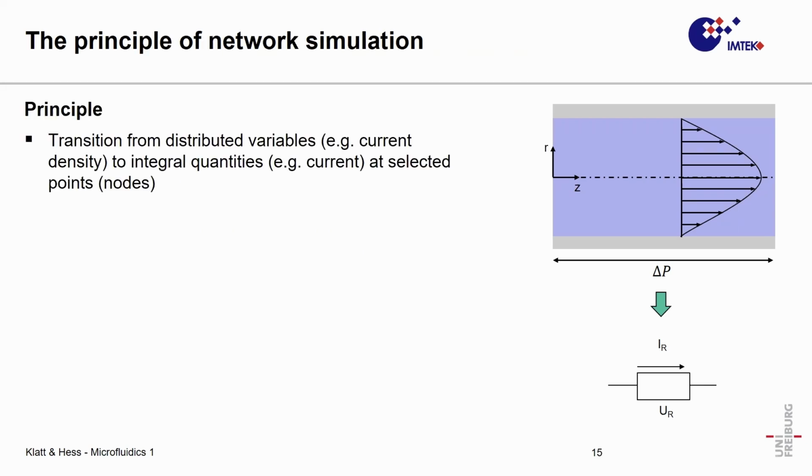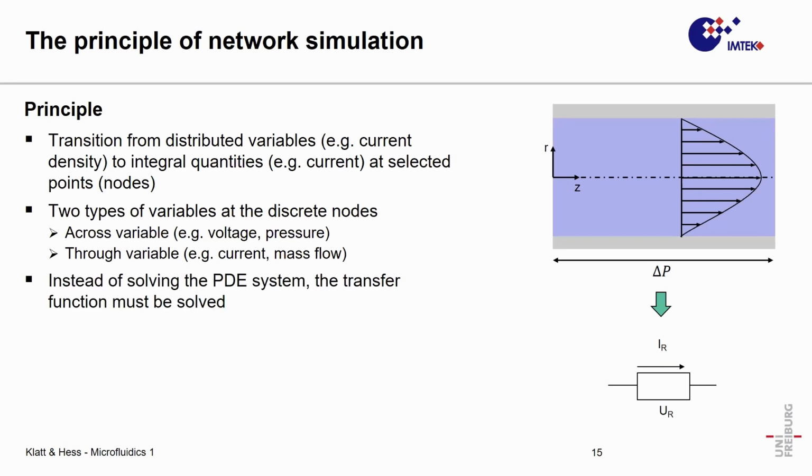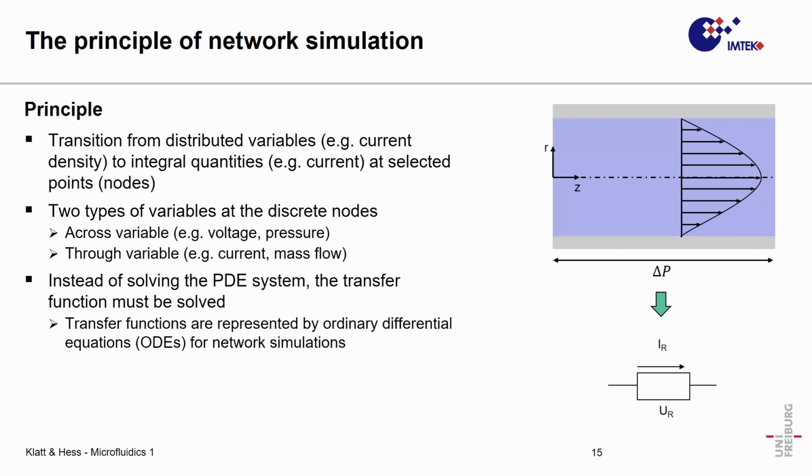And this leads us to the basic concept of the fluidic network approach. We go from the distributed variables to integral quantities at selected points. And there are two types of variables we need to talk about at those discrete nodes. The first type is the across variable, which is voltage or pressure. And the second type of variable is the through variable, which would be the current, or in the hydrodynamic world, it would be the mass flow. And instead of solving the partial differential equation system, we now can solve the transfer function of the individual nodes or elements, which is way easier. And the transfer functions are usually represented by ordinary differential equations.